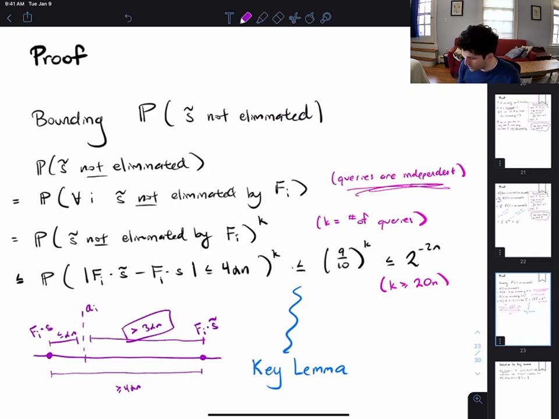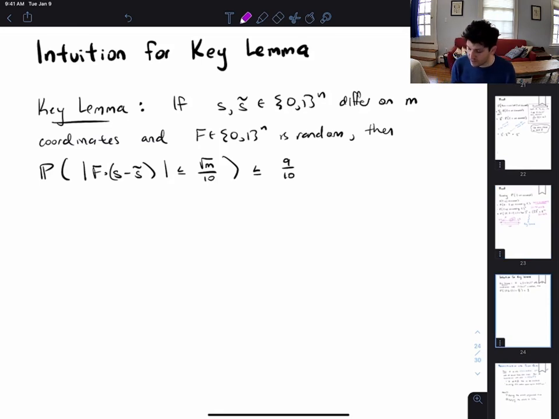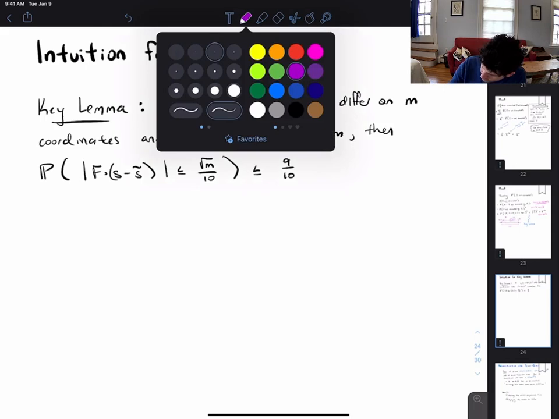Okay, but the big thing is we have to prove this key lemma, all right? And proving this exactly is actually going to be a little bit beyond the scope, so let me just give you the intuition for how you prove the key lemma. I'm not going to prove it exactly, but let me give you the idea. So here are the key points.